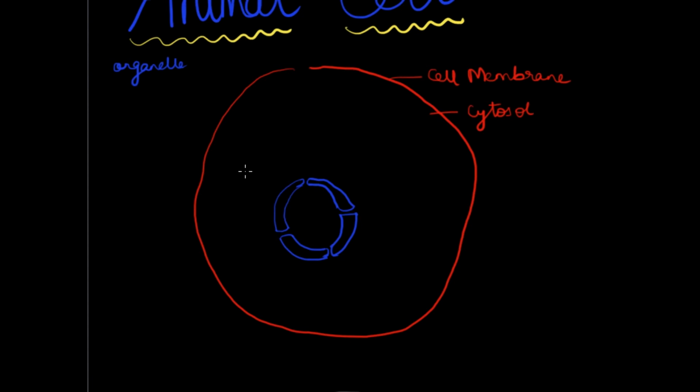Now within the nucleus we see two structures: the nucleolus, which is this shaded circle, and the chromatin, which is a scribbled line. Now let's label all these parts. This is the nucleus.